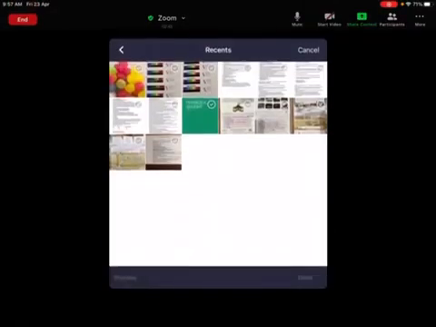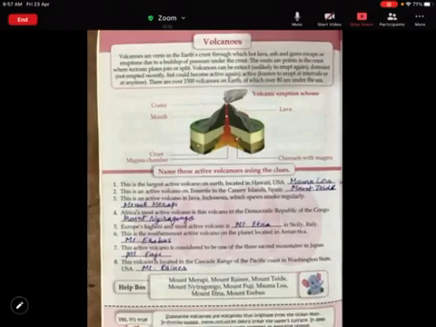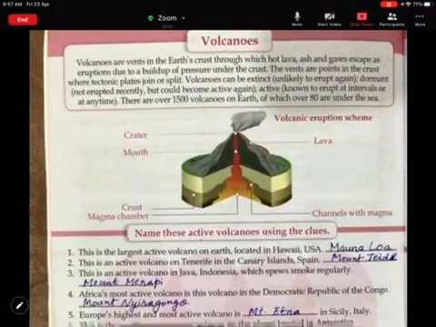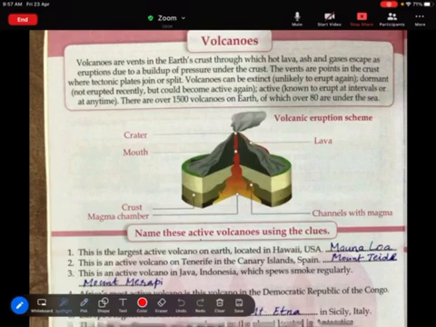The cross section of a volcano is shown in the diagram. You can see this cross section of this volcano here. This molten rock, molten substance is going up, and it is coming out as lava. This is lava. Earth crust is shown here. This molten thing is called magma. Magma, when it comes out, we call it lava.